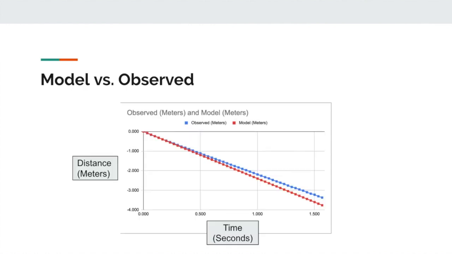This graph shows both sets of data on the same chart. As you can see, the model is in red and the observed data is in blue. At the beginning, they seem to be very similar, but as time goes on, they seem to split away. The model predicted the ball would have traveled further in the observed time than it actually did. And we'll talk about the reason why that might have happened in the next slide.